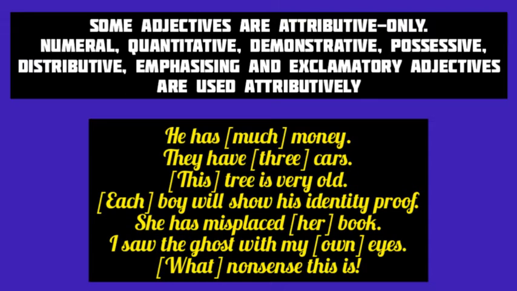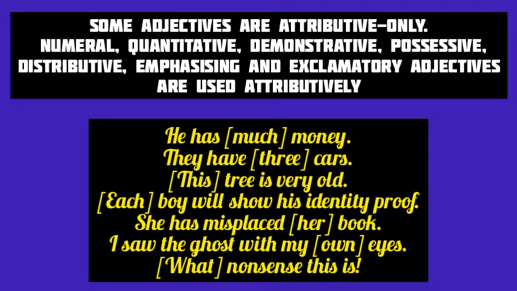In the first sentence, "He has much money," the quantitative adjective much is placed before the noun money. In the sentence, "They have 3 cars," the numeral adjective 3 is used attributively before the noun cars. In the next sentence, the demonstrative adjective this is used attributively before the noun tree. In the fourth sentence, the distributive adjective each is used attributively before the noun boy.